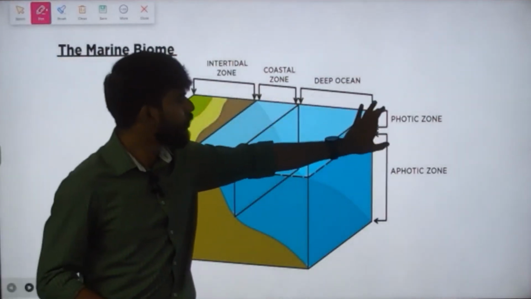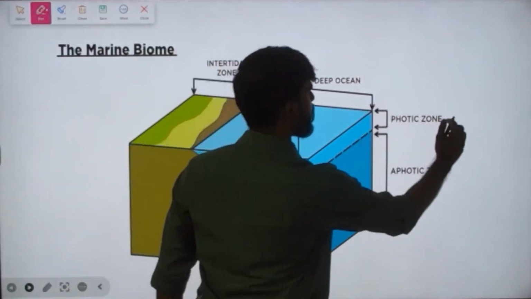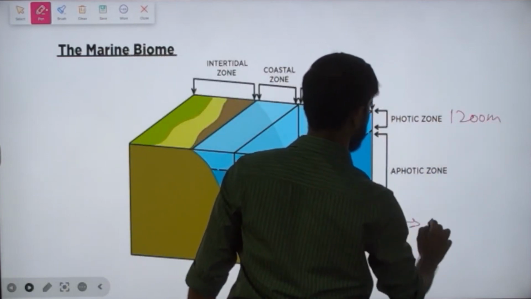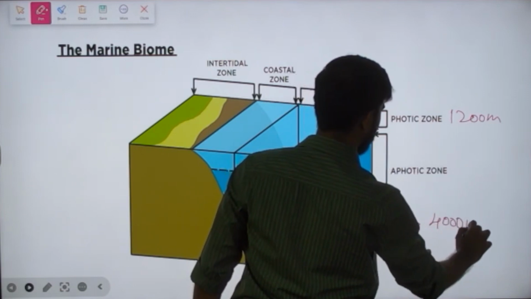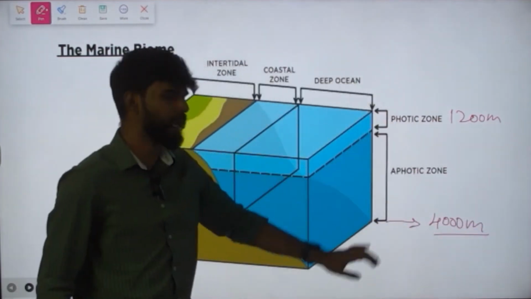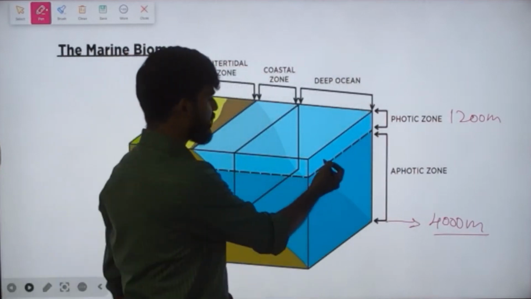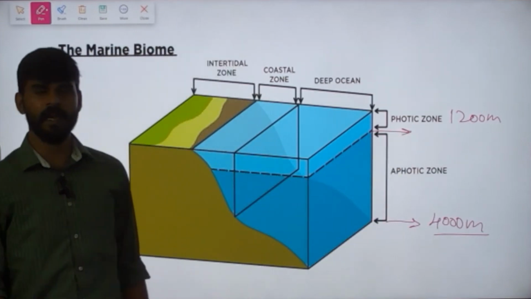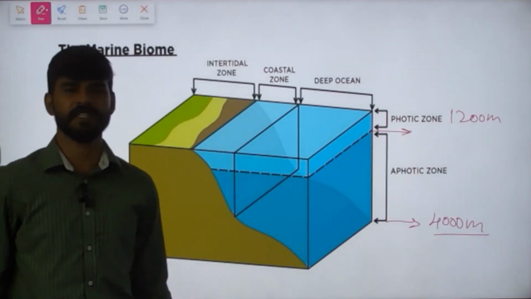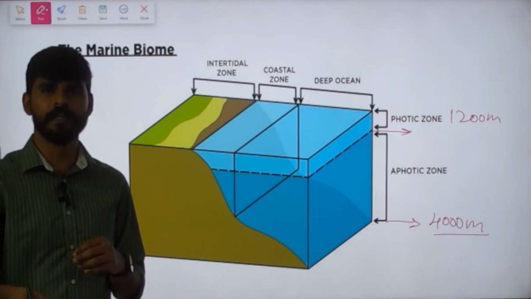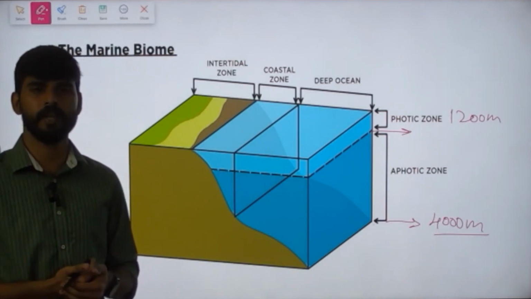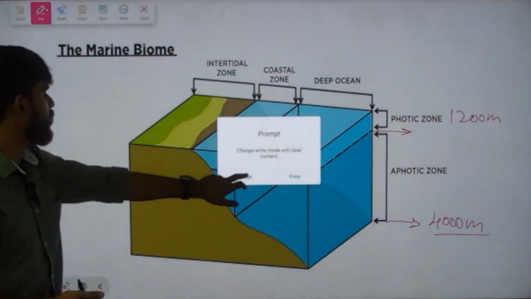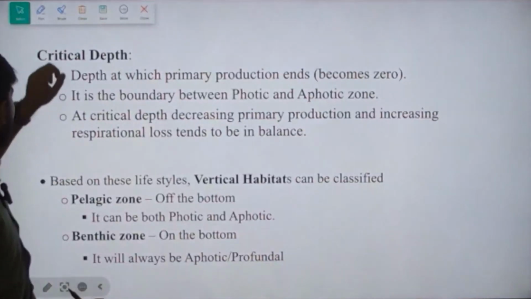You have the photic zone and aphotic zone, and this depth is 1200 meters and this depth is 4000 meters. Okay, this is the average photic zone and aphotic zone, and up to this depth only there is availability of sunlight. Beyond that, or below that, there won't be any availability of sunlight, thus respirational loss will increase as it goes below, but there won't be any production happening. Okay. By production we mean production of food for lives.